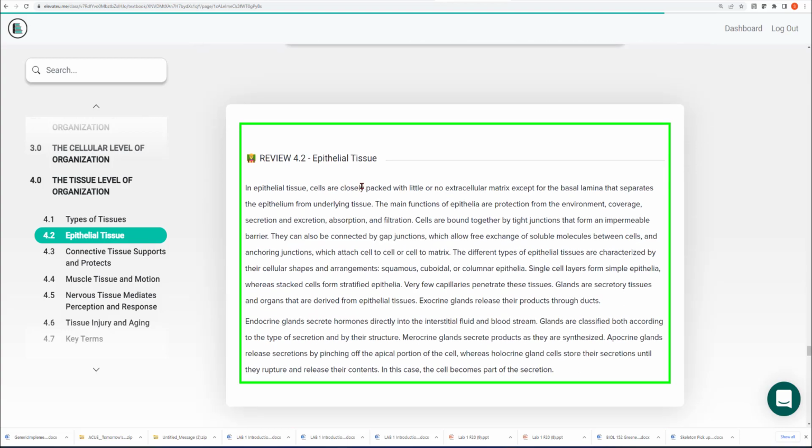So that brings us to the end of epithelial tissues and to this first of three shorter videos. This one covers types of tissues and some different things about tissues and epithelial tissues. Continue on to watch the other videos on connective tissues and the final one on muscle, nervous, and tissue injuries.